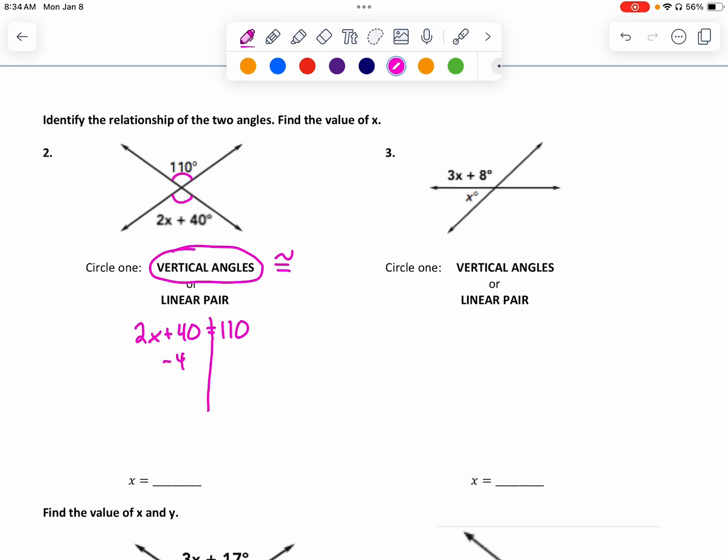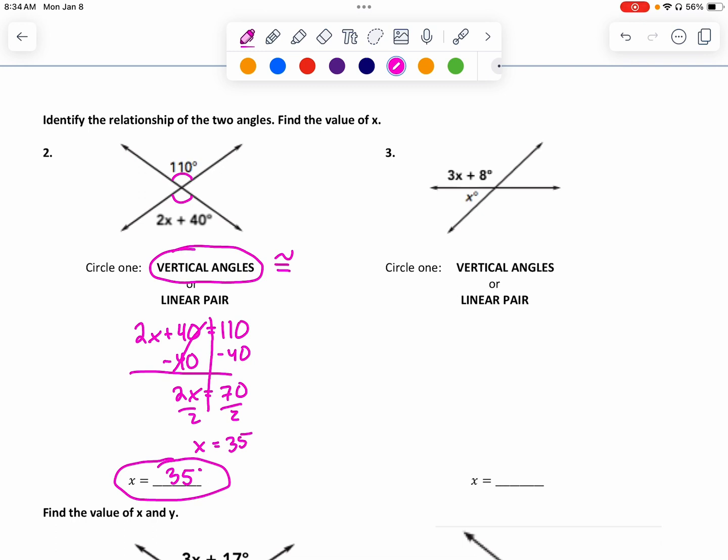So to solve, we could subtract 40 on both sides. So 2x equals 70, divide by 2. So x equals 35. And that's all they've asked for, so we finished it.